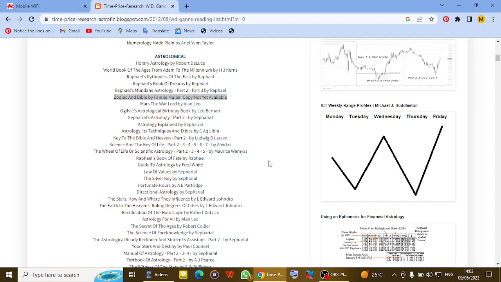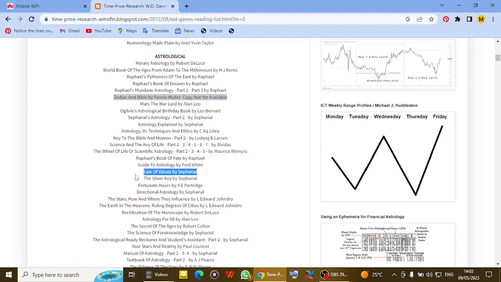The books that I must read in the astrological section is firstly all the books by Cefario. When I mean all the books, I mean all the books. So first of all, Cefario's books were the most recommended. Starting with Raphael's astrology part 1 and 2, you have to read it. Astrology Explained by Cefario, you have to read it.